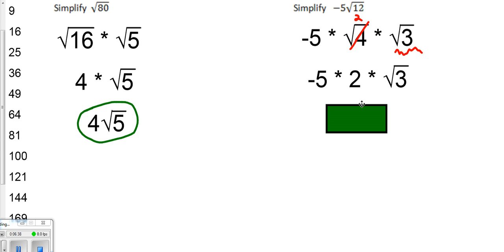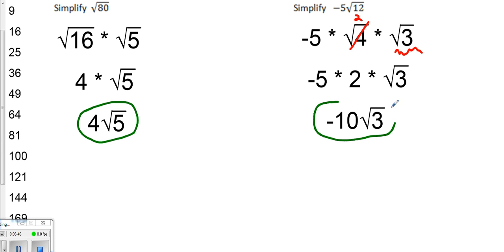Negative 5 times 2 is going to be negative 10, so in the end we call this negative 10 square roots of 3. And it means negative 10 times whatever that value, the square root of 3, is. Negative 10 square roots of 3 then is our simplest form.